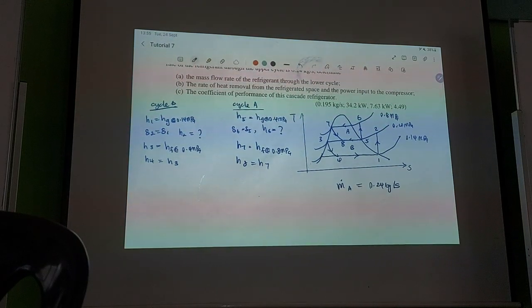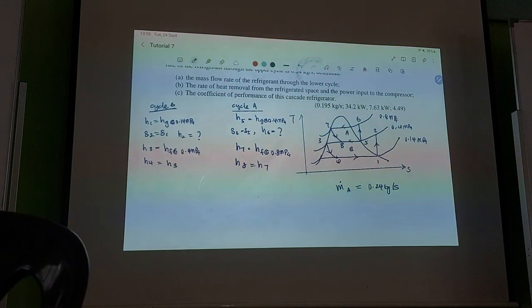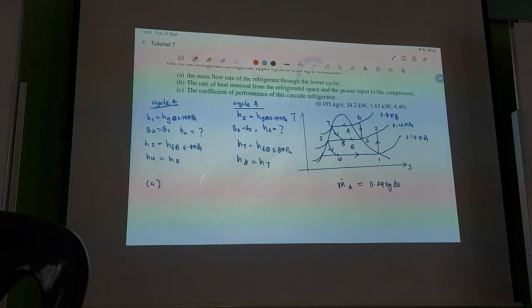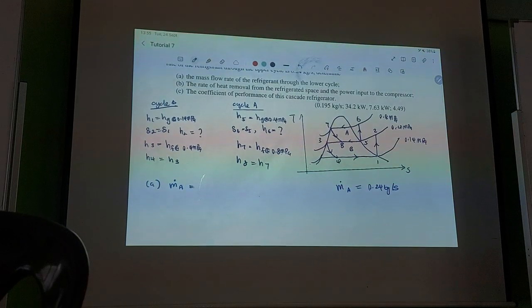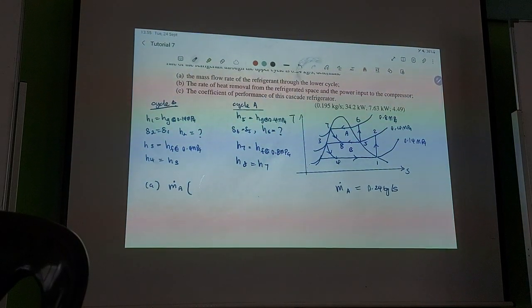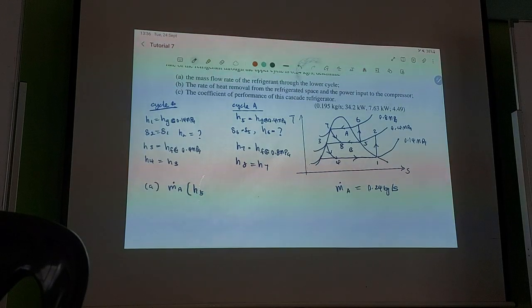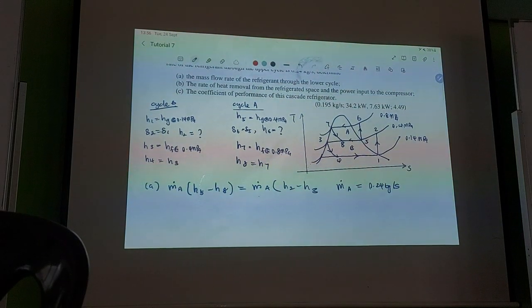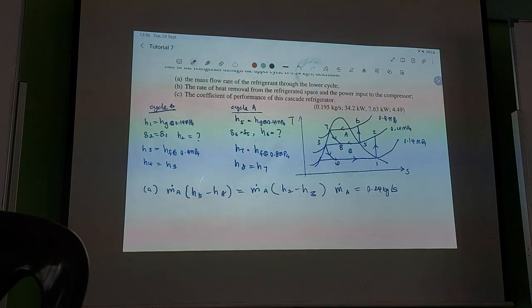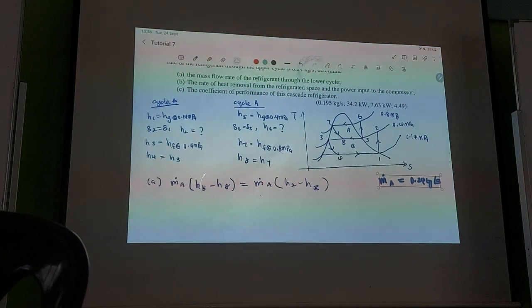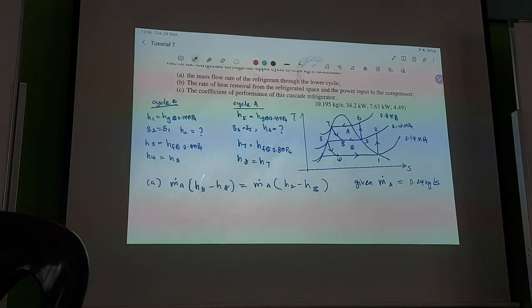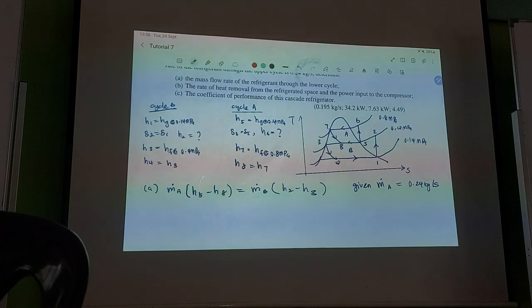Now you need to find the mass flow rate of the refrigerant through the lower cycle. We know that they exchange heat between the cycles. Mass flow A is the one rejecting heat, and B is absorbing heat. So mass flow rate of A multiplied by H5 minus H8 equals mass flow rate of B multiplied by H2 minus H3. From here you can get the mass flow rate of B.